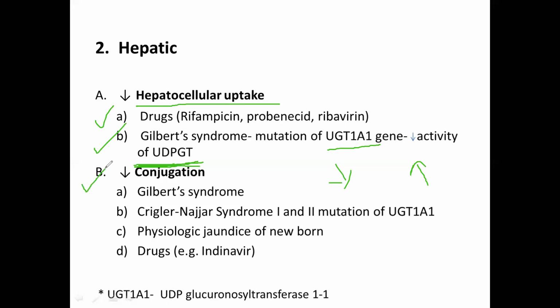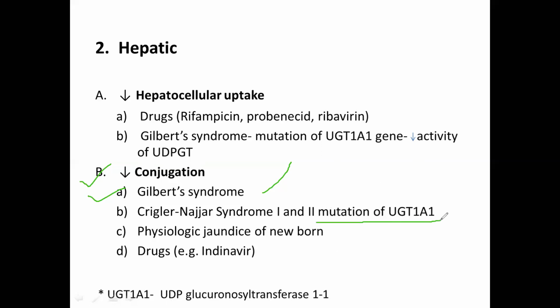Then in hepatic jaundice, the second condition is decreased conjugation. That means conjugation of bilirubin is decreased. In that, the first one is Gilbert syndrome, which we have just seen. The second one is CN syndrome, that is Crigler-Najjar syndrome, both types 1 and 2. It again involves mutation of the UGT1A1 gene. What is meant by the UGT1A1 gene? That we have just seen. Then drugs like indinavir, which is used for the treatment of HIV/AIDS, and physiological jaundice of newborn. This physiological jaundice I will explain in detail in the next slide.